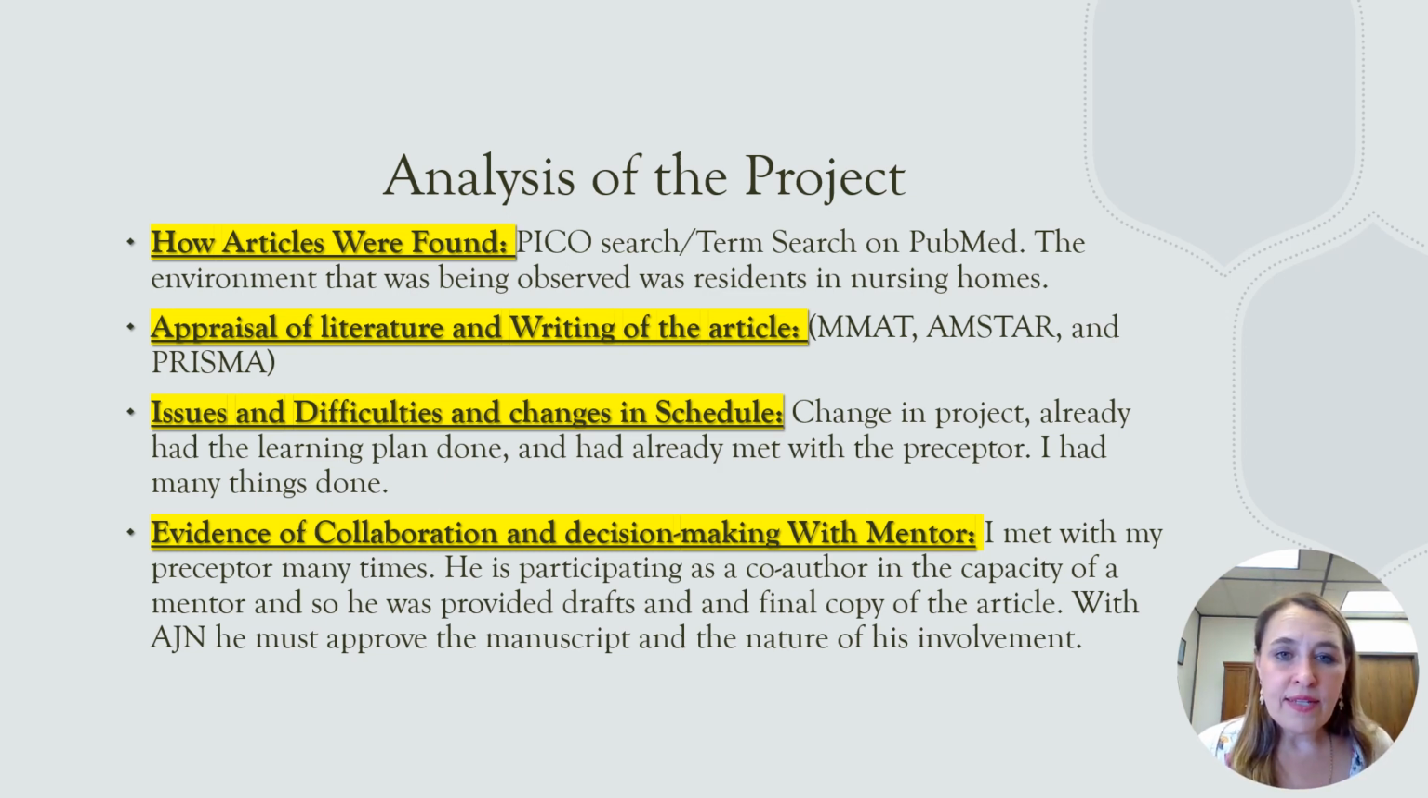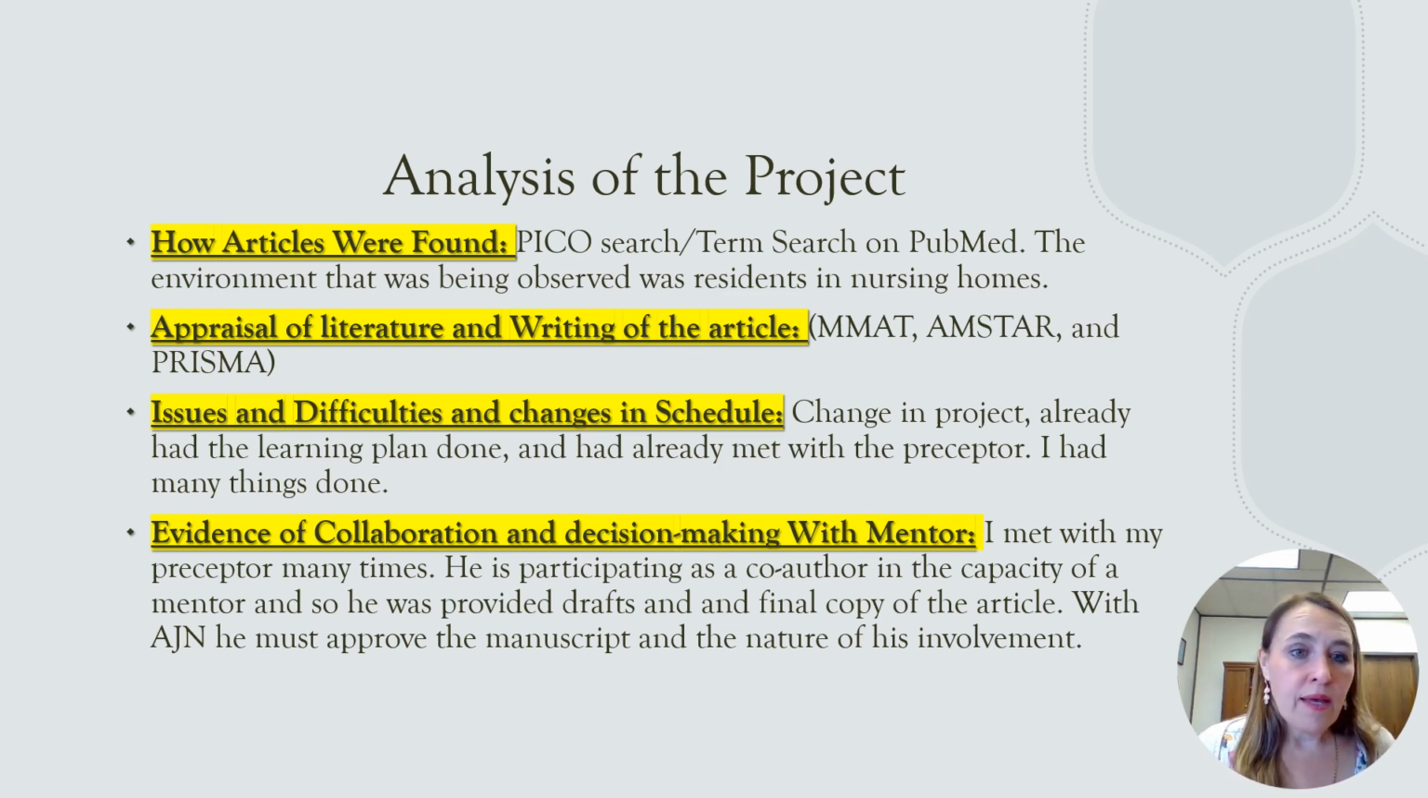So the way that I did it is I did a PICO search and a term search on PubMed or the National Library of Medicine. And the environment that was being observed were residents in nursing homes. So I really wanted to know about patient safety for residents in nursing homes. So that would include the rehabilitation section of a nursing home too.